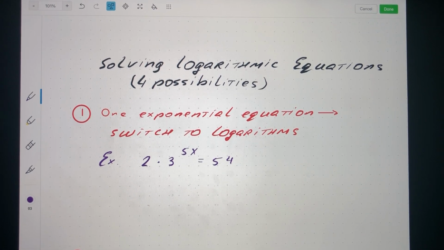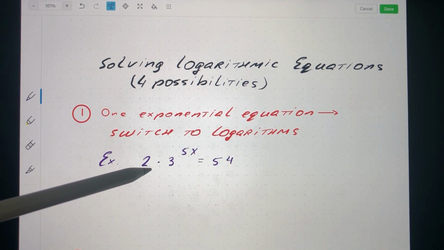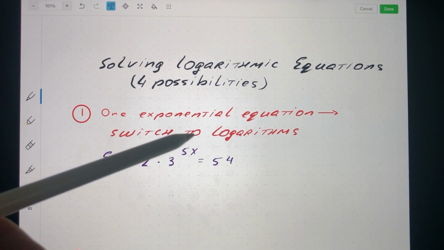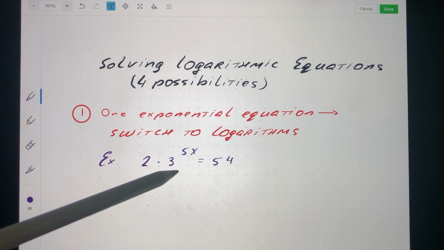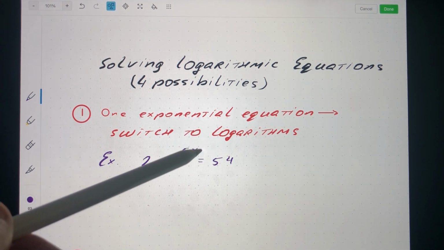Hello, when we solve logarithmic equations, we often run into four different possibilities. So let's look at each one and see how to solve. One possibility is we might get just an exponential expression, and the way to solve it is to switch to logarithms because logarithms undo exponents, and then we would be able to get our answer. But first, we need to get to the exponent and get it by itself.